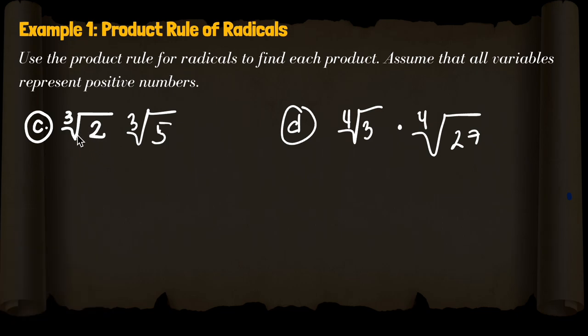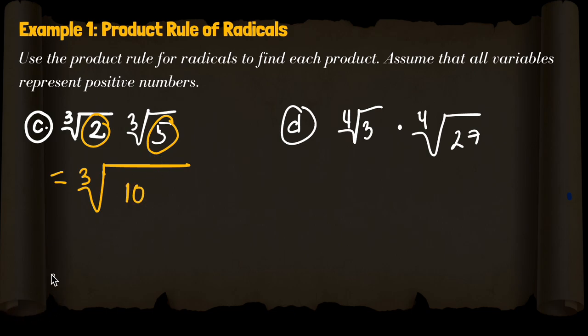And then, cube root of 2 times cube root of 5, we can write it as, since parehas naman sila ng index, okay, yun yung rule dun eh. Pag parehas ng index, then we can write the same index as one big radical symbol. And then, yung 2 and 5 sa loob is multiply natin. 2 times 5, that is 10.